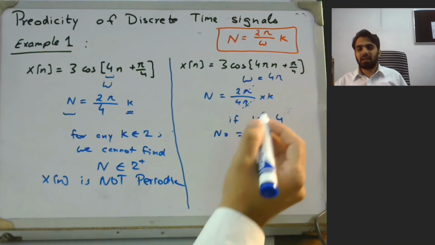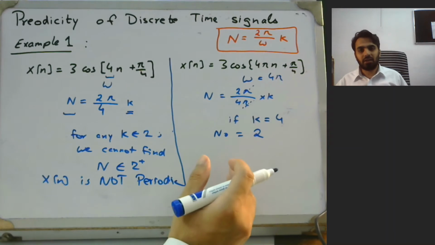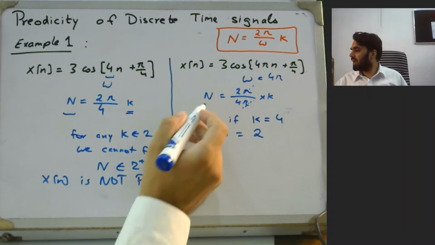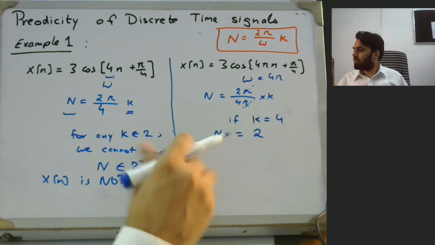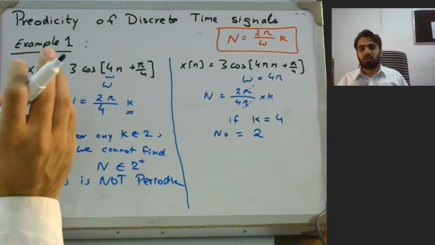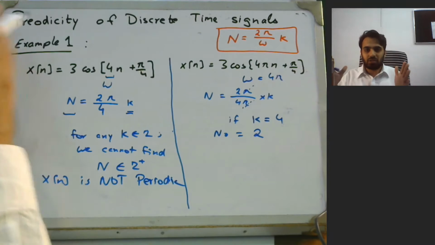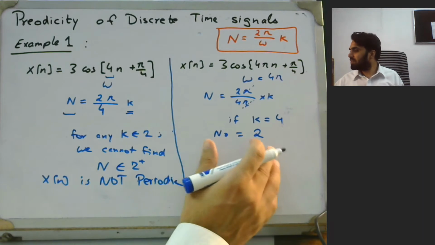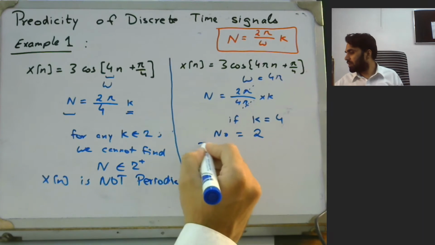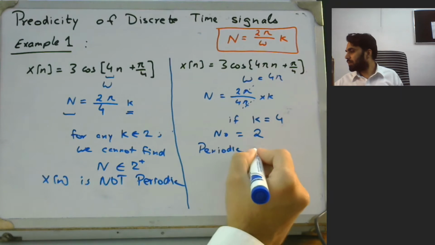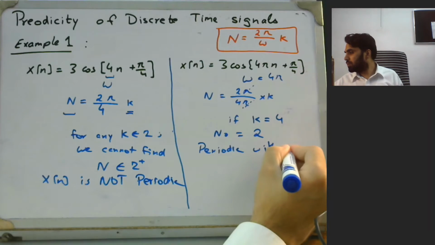But do note that k could have higher integer values, and that would also make N an integer. But that integer period would not be the smallest one, and it would actually be a bigger one. So what this means is that this signal is periodic with N naught equal to 2.